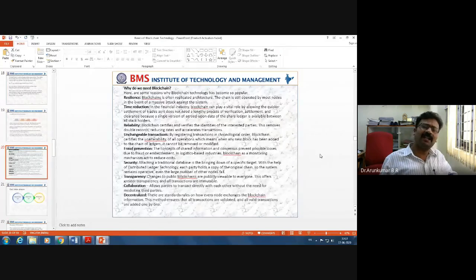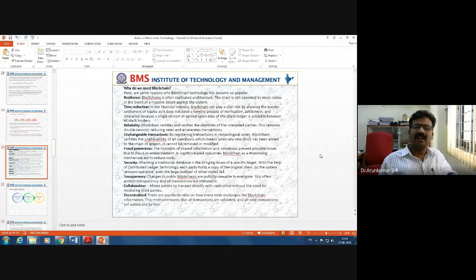This nature of the blockchain can prevent frauds. Fraud prevention: the concept of shared information and consciousness prevents possible losses due to fraud in logistics-based industries. Blockchain as a monitoring mechanism acts to reduce cost. Transparency: changes to public blockchains are publicly viewable to everyone. This offers greater transparency, and all transactions are immutable. Collaboration: it allows parties to transact directly with each other without the need for mediating third parties.